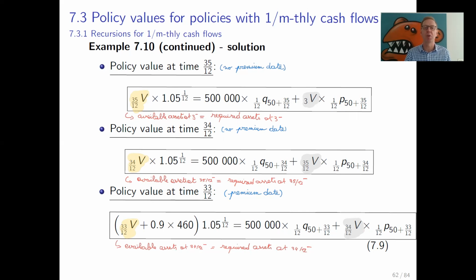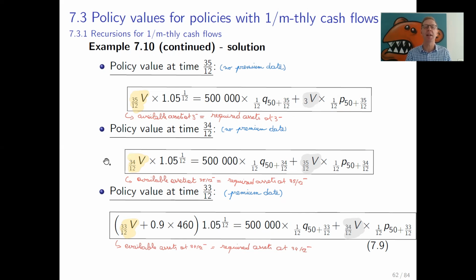What is the expected value of the required assets? Well, with the probability that a person of age 50 plus 35/12 dies in the next month, we have to pay 500,000, plus with the probability that this person survives the next month, we have to set aside V3. So this is the recursion for the policy value at time 35/12, expressed as a function of the policy value at time 3. Then we can calculate the policy value 1 month earlier at time 34/12, as a function of the policy value 1 month later.